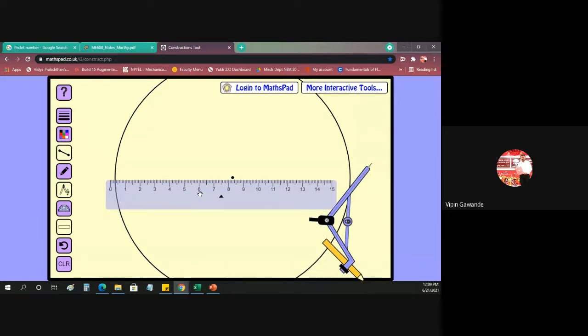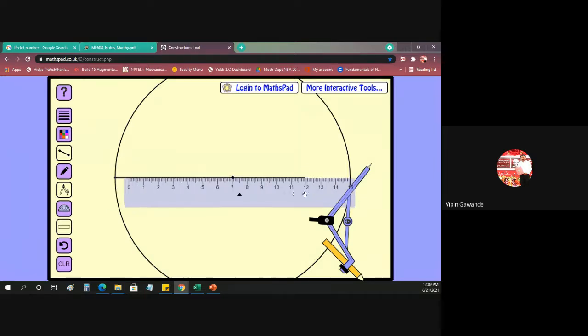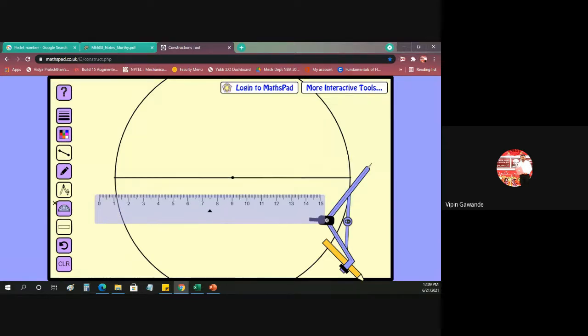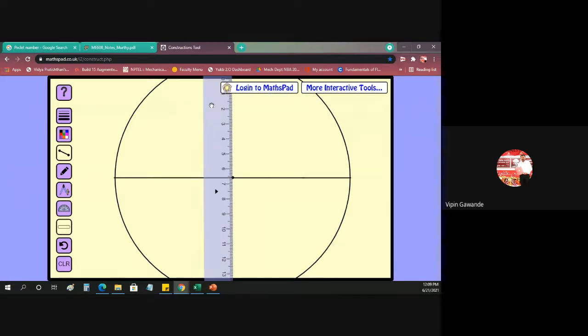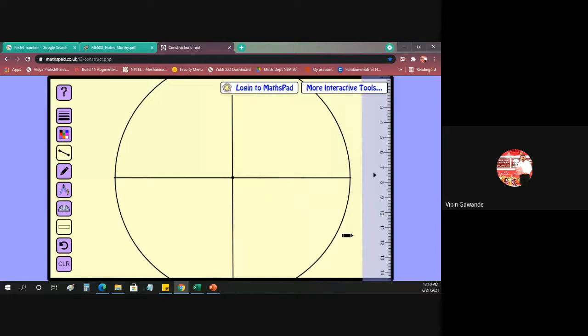Then we have to construct the diameters here. Okay, so these are the diameters. We have to construct the horizontal and the vertical diameters. Okay, so use your roller scale and construct the two diameters here. Okay, so I have drawn the two diameters here.